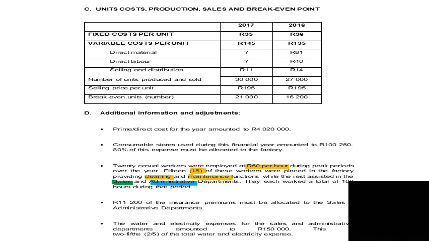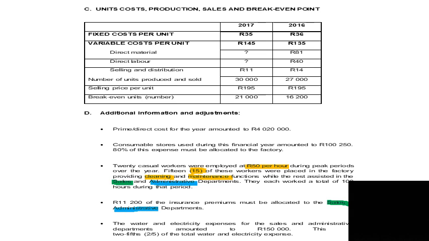They each worked a total of 100 hours during the period. So we are told the total number of hours, we are also told the hourly rate and the number of workers. The total is for the year. We don't have to calculate, but the moment they say total, we know that they all worked up to 100 hours. Next bullet, 11,200 of the insurance premiums must be allocated to the sales and administration departments. So out of the insurance, we know that 11,200 must go to sales and administration.